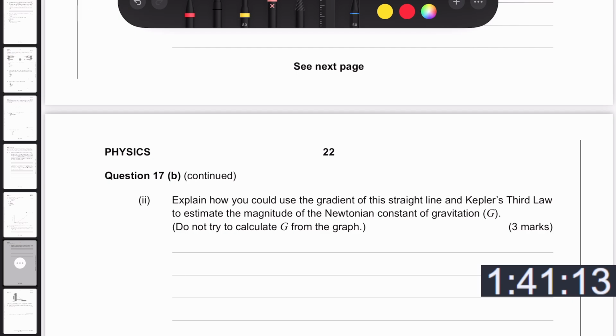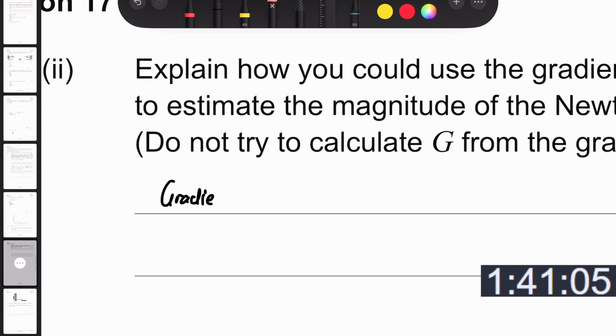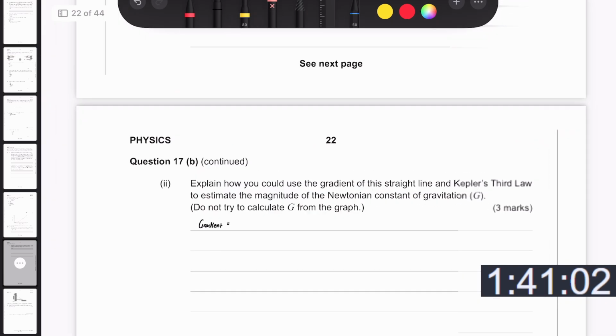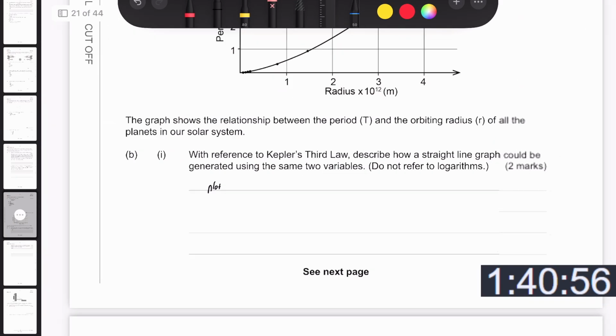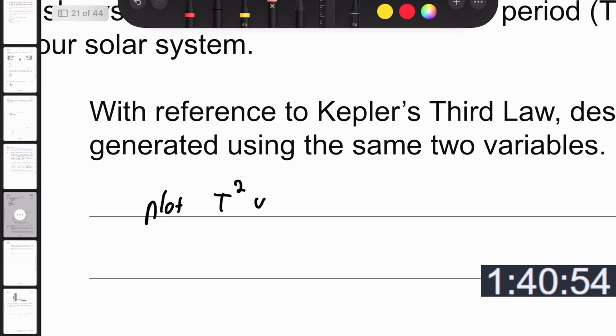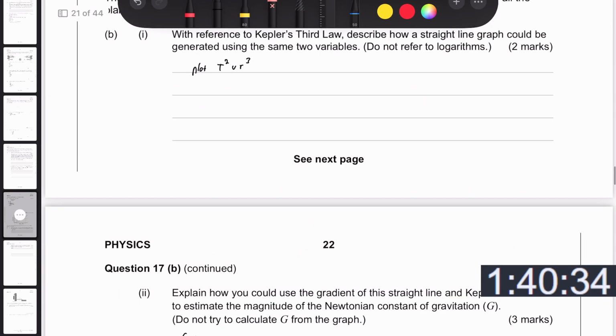Explain how to use the gradient of the straight line in Kepler's third law to estimate the value of the gravitational constant. Gradient equal... oh wait, no. I should actually plot T squared versus r to the power of 3, not the other way around, because then the gradient would be a constant, which would be equal to Kepler's third law. Gradient is equal to T squared over r to the power 3.